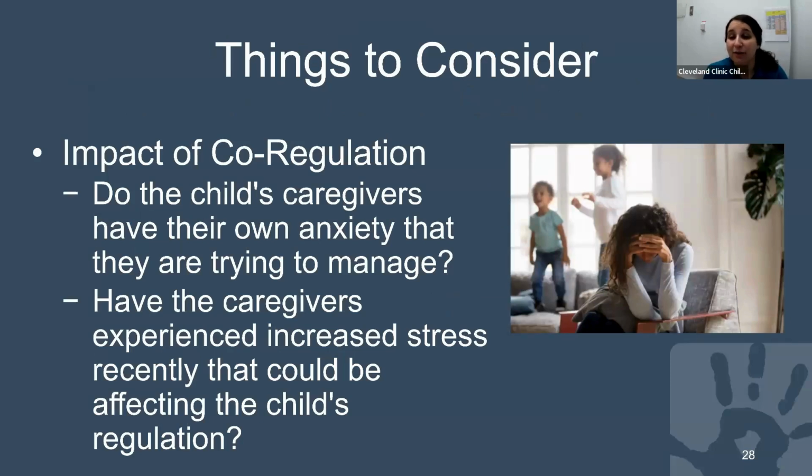And so for the impact of co-regulation, this is also very important to consider. How is the adult doing? Did the child's meltdown or explosion of anger cause the adult to be really anxious? Or just in general, how has the adult been? Has the parent been really stressed lately? Because all of those things can impact how the kiddo is acting too.